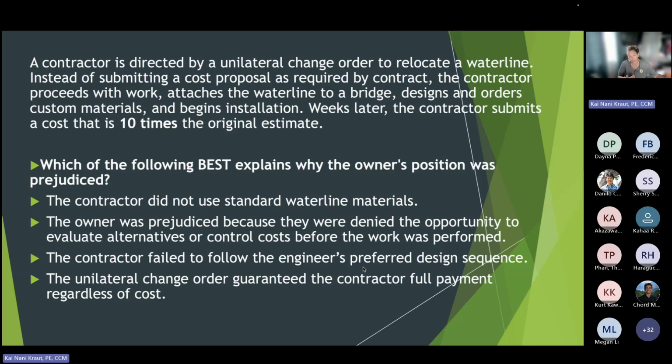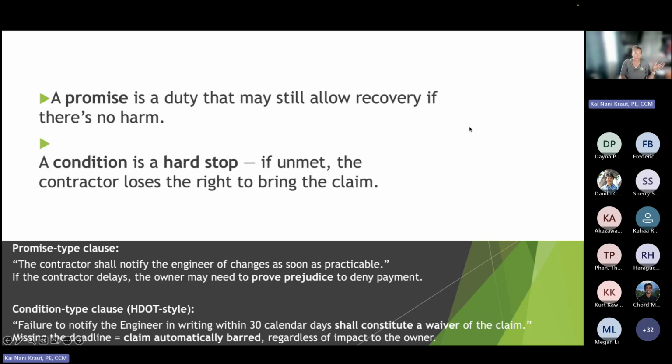Maybe we could have done XYZ, but you didn't give us a cost proposal, and that cost is outrageous, and this is why we would have precedent. Okay, so we're going to go into the next one, which is a promise versus a condition.